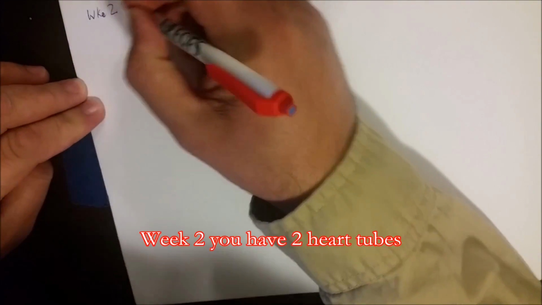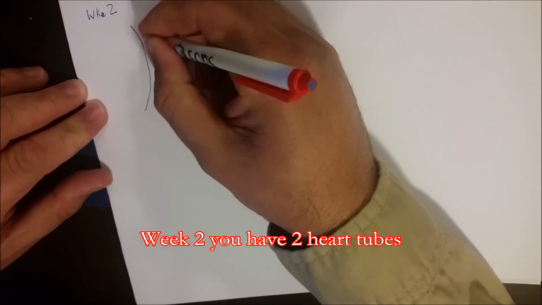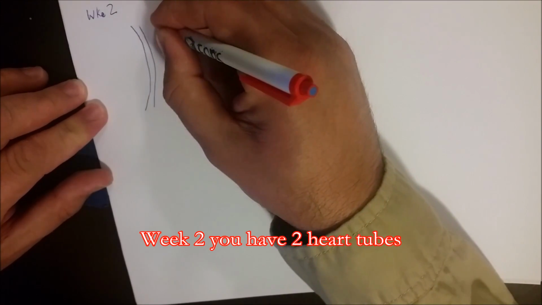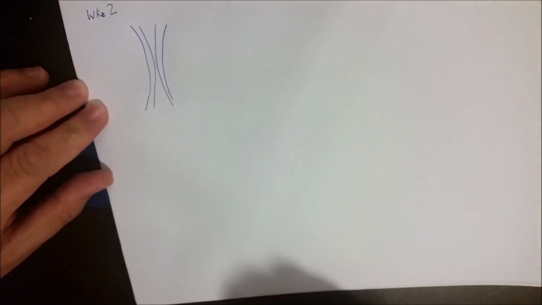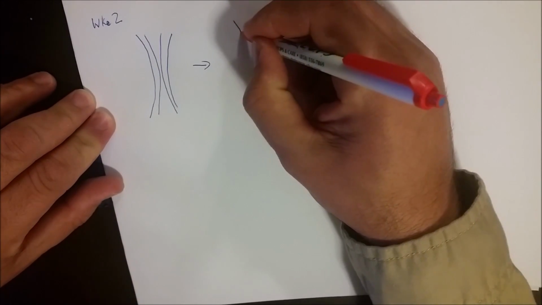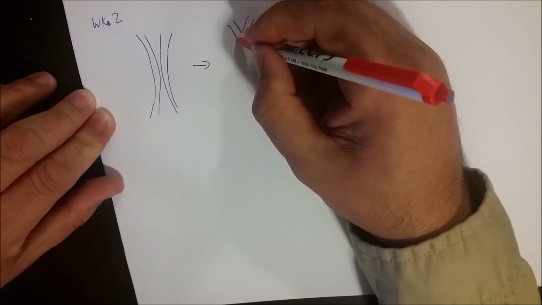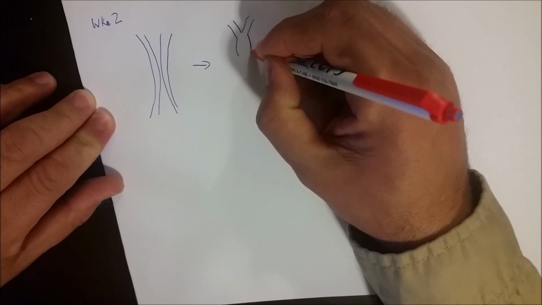What we're going to start with is week 2, where two tubes form. These two tubes are going to end up forming the entire heart. So we have two tubes in week 2. In week 3, these two tubes fuse. You have a big tube which has a couple of different distinct areas.